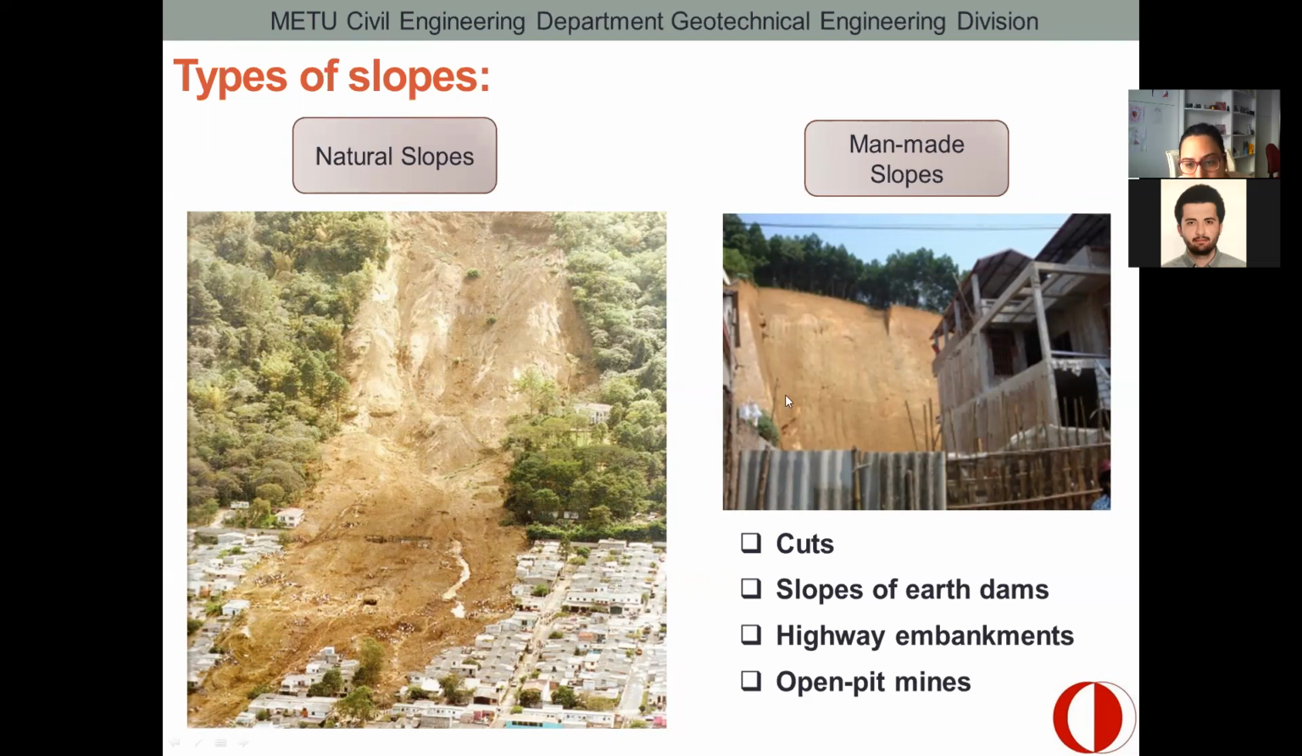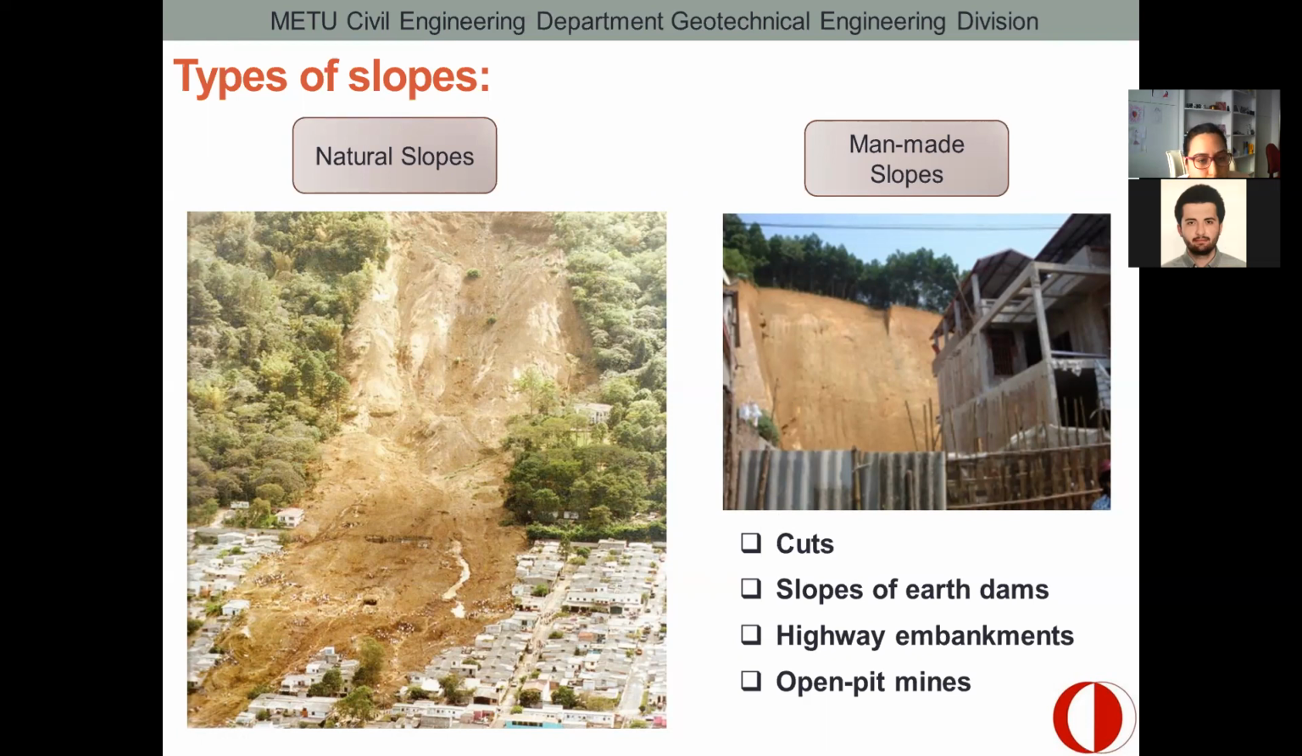The slope height is designed by the engineer. The slope angle is designed by the engineer. So during the preliminary design, the engineer can create a preliminary geometry and then calculate the factor of safety, and then play with the slopes geometry to get an acceptable factor of safety. So the first distinction between different types of slopes is their reason. The first option is natural slopes, and the other one is the man-made slopes.